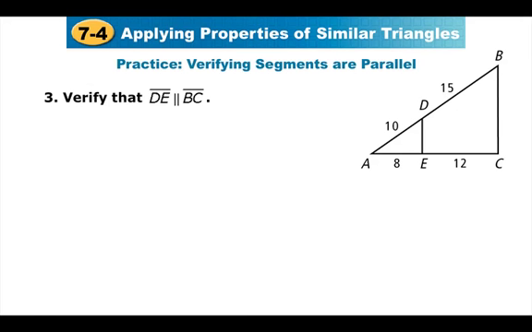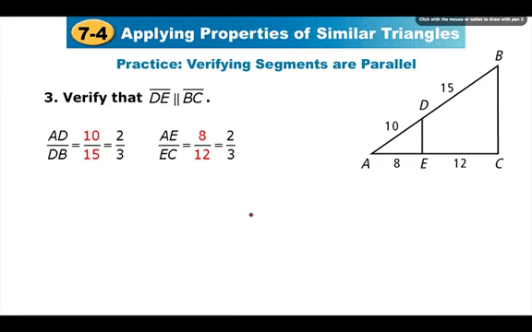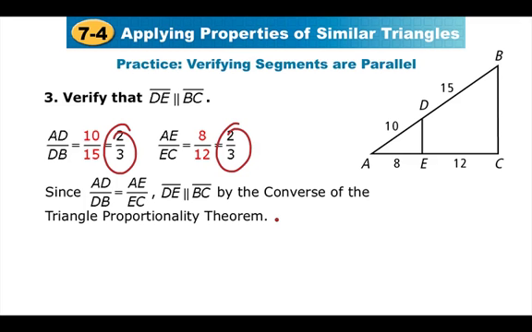It says verify that DE is parallel to BC. So I look at these, the ratio of these sides, AD over DB, gives me 2/3 once I simplify. In the same manner, I look at AE and EC, and when I look at the ratio, once I simplify it gives me 2/3. So I notice that they are the same. So since they're equal, I know that DE is parallel to BC by the converse of the triangle proportionality theorem. Next one.